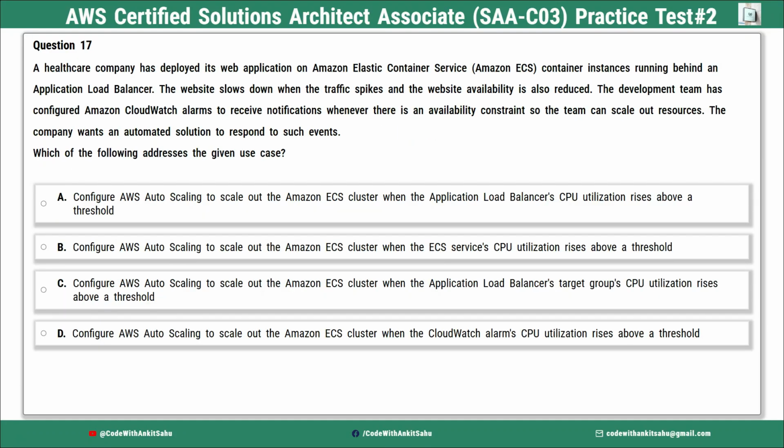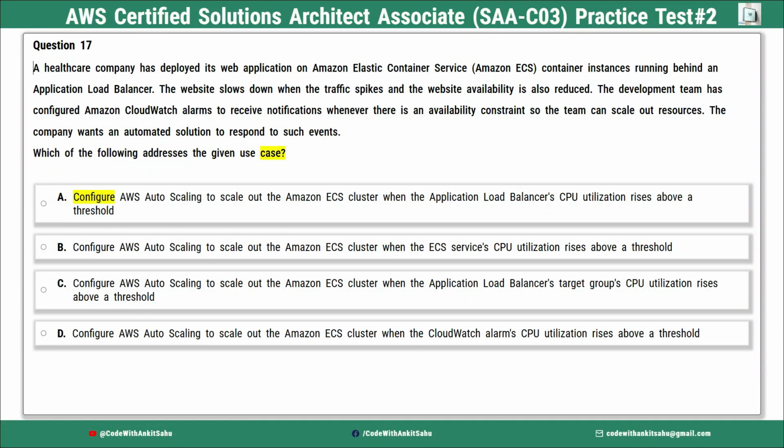Question 17. A healthcare company has deployed its web application on Amazon Elastic Container Service, Amazon ECS, container instances running behind an application load balancer. The website slows down when the traffic spikes and the website availability is also reduced. The development team has configured Amazon CloudWatch alarms to receive notifications whenever there is an availability constraint so the team can scale out resources. The company wants an automated solution to respond to such events. Which of the following addresses the given use case?